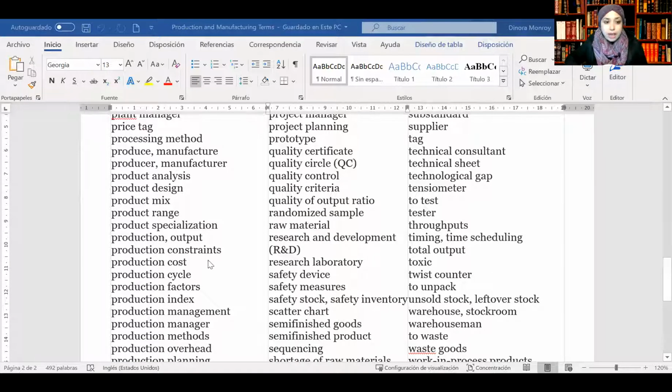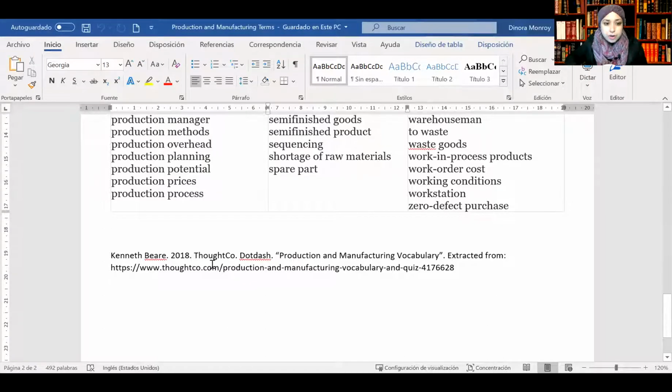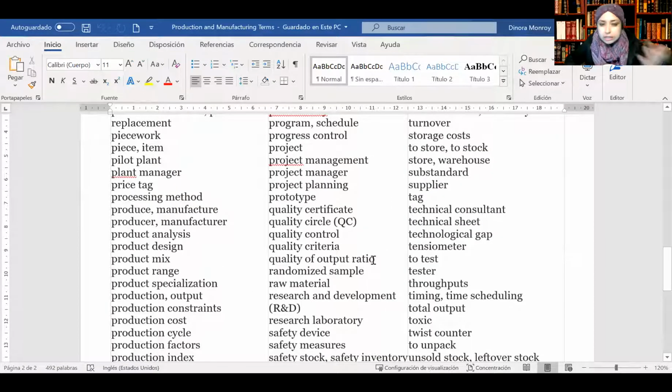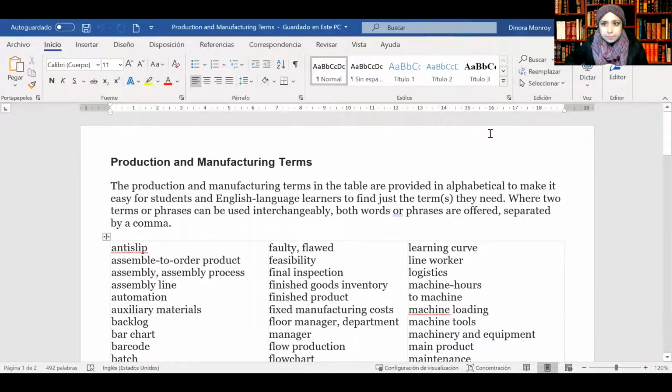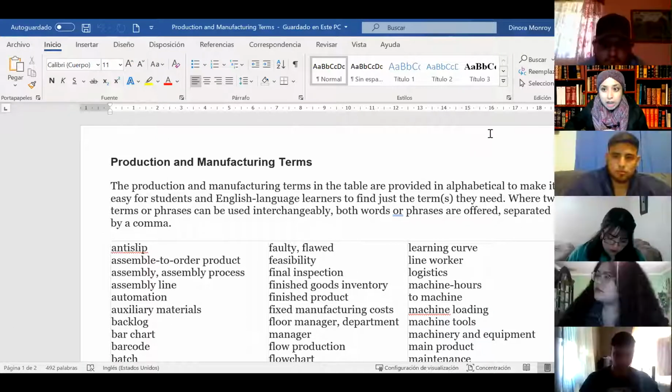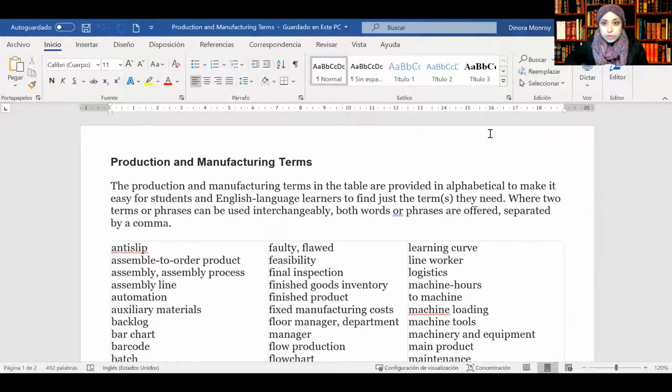Yes. So, and this list, I took it out from Todco.dash, which is production manufacturing vocabulary, and I took it out from this webpage. Okay. So it was published in 2018. I didn't take it in 2018. I investigated this about a year ago in 2020. So that's what you're going to be doing with this vocabulary. And you're going to be working with this for a week. So it is a lot of work, I know, but we're going to use this time that you don't have many homeworks right now, so you can start working with this one.